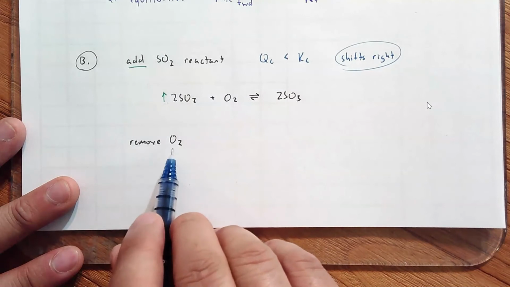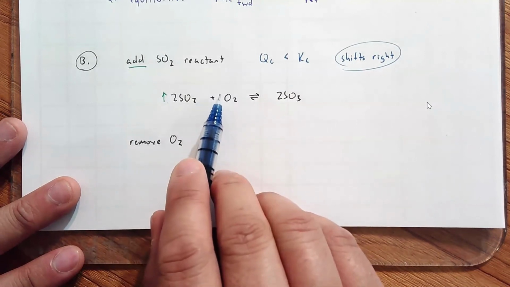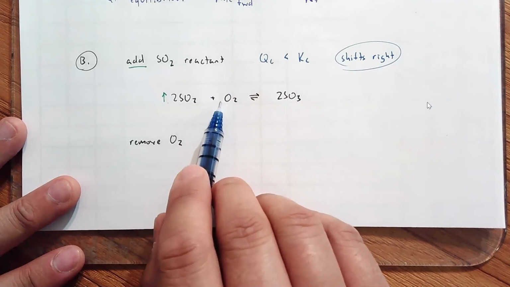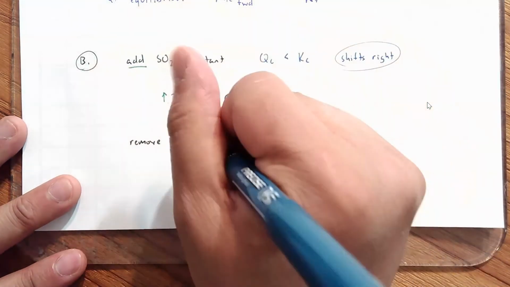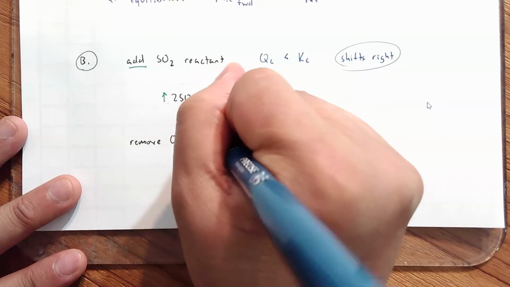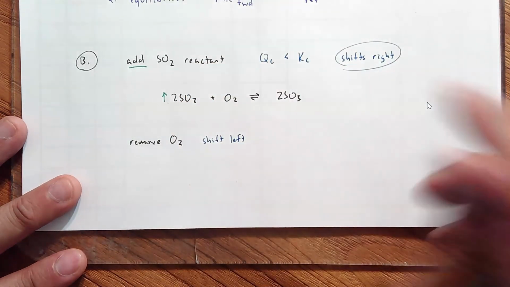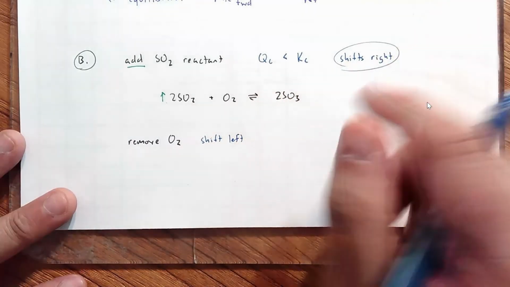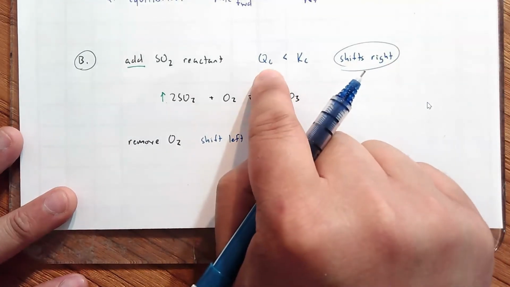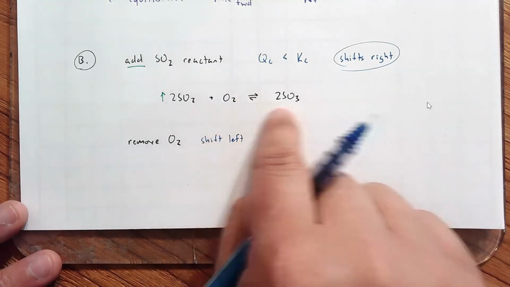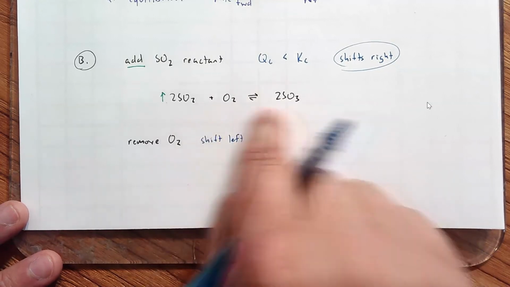So if I remove O2, I visualize a down arrow here. So I don't have enough O2, so I need to shift to the left. It's as simple as that. Okay? But you could literally prove it by calculating, if they gave you numbers, you could calculate QC and show that, oh, QC is too big, and if QC is too big, you got to consume some of the product, and you will shift to the left.